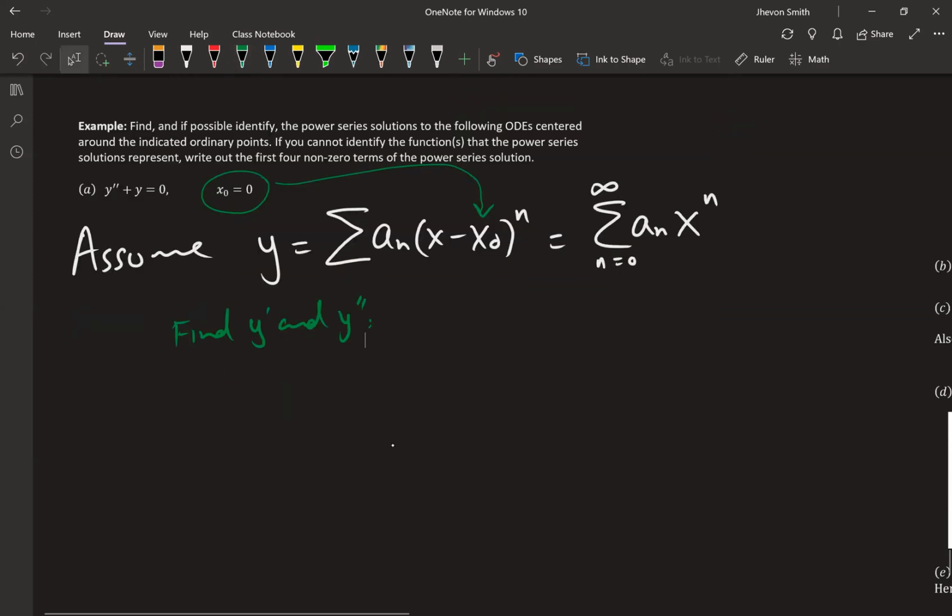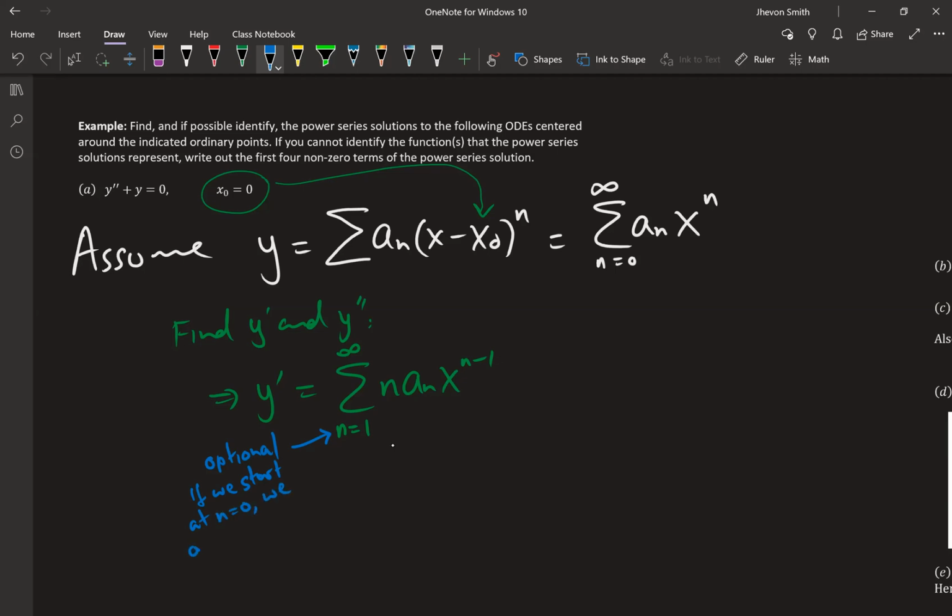So basically, we can differentiate term by term. This means that your y prime is going to be the series of n a_n x to the n minus 1. Just differentiate a_n x to the n, get n a_n x to the n minus 1. Now you're allowed to bump up the index here. This little step is optional. You can leave it or you can do it if you want. The idea is, if we start at n equals 0, we add 0, so it makes no difference. So we can just start from 1 to get all the non-zero terms.